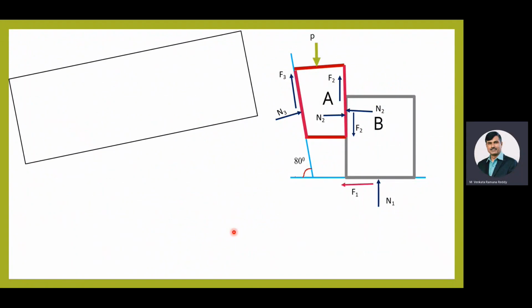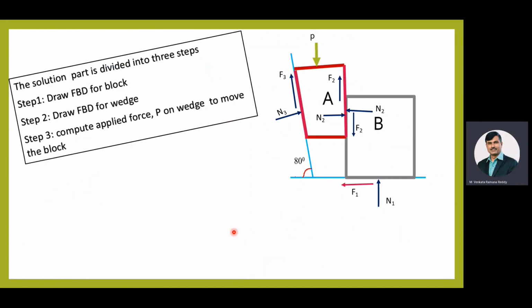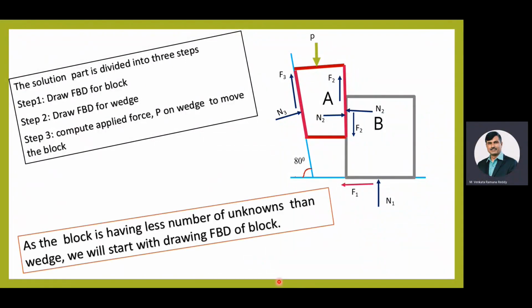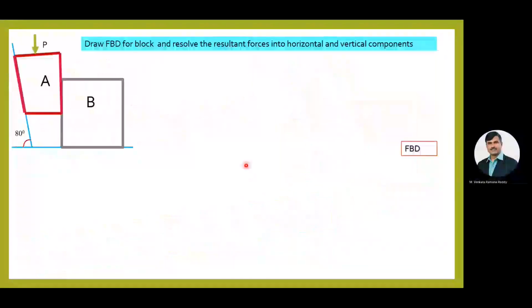The solution part is divided into 3 steps. The first step is to draw the free body diagram for the block. The second step is to draw the free body diagram for the wedge. The third step is to compute the applied force P on the wedge so that the block starts to move. When compared to the wedge, the block has fewer unknowns. So we will start drawing the free body diagram for the block first. Now we will see the concept of drawing the free body diagram for the block.